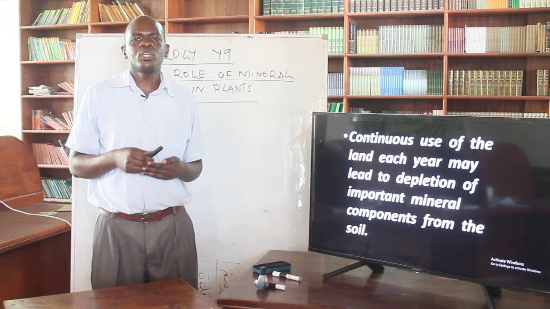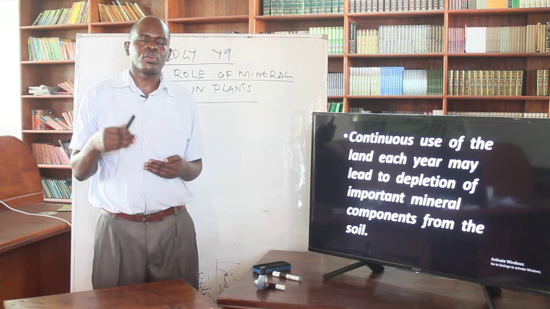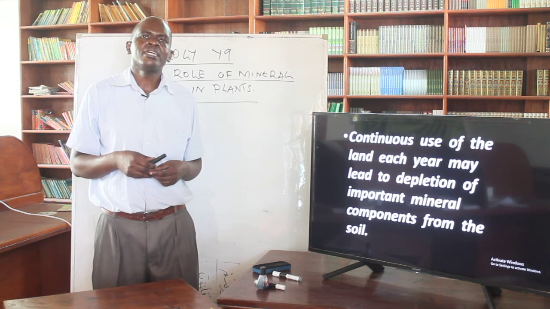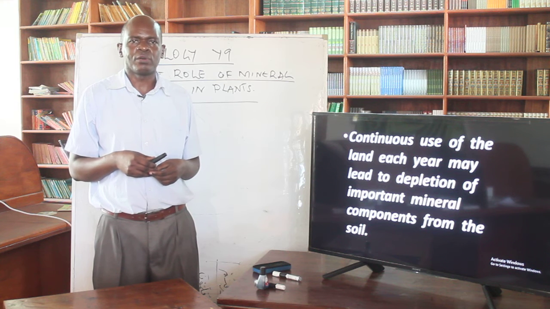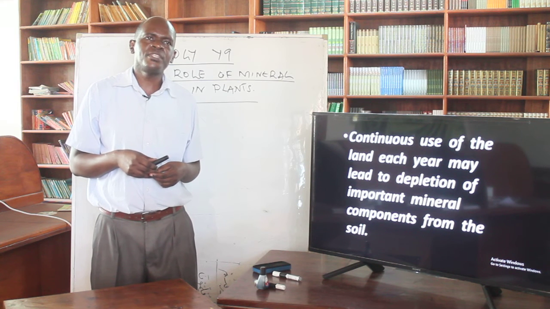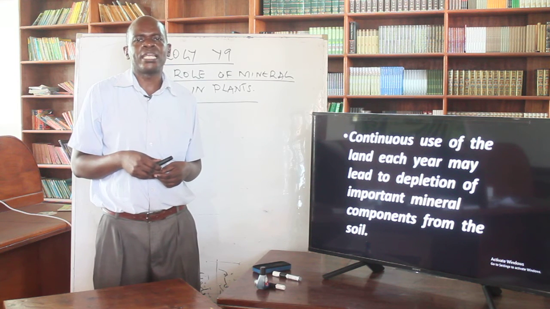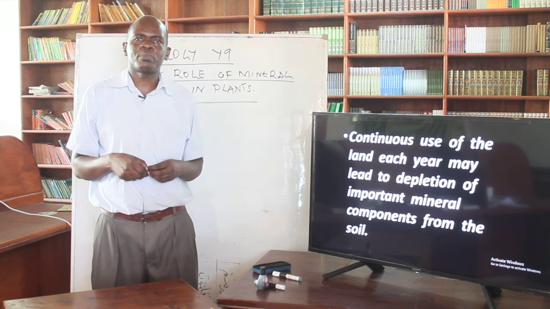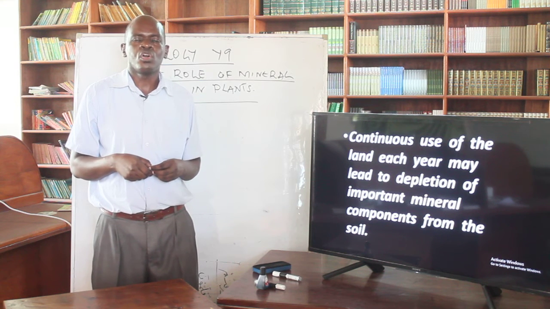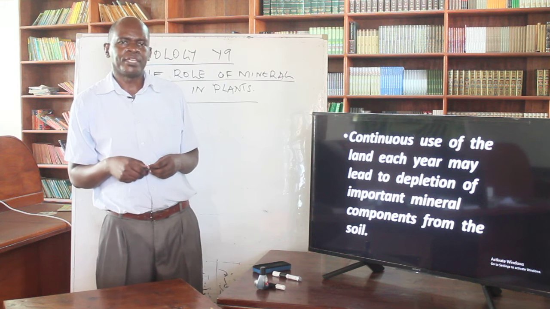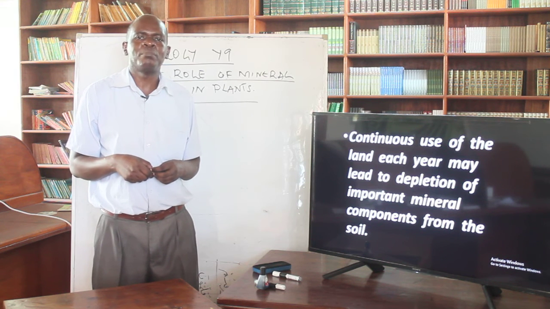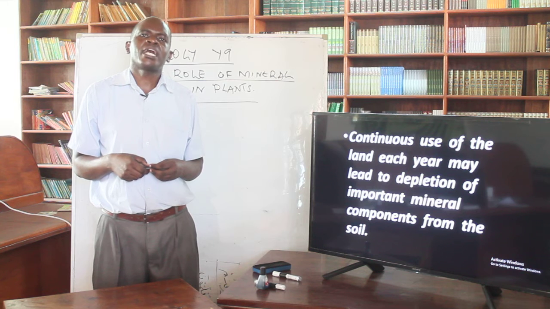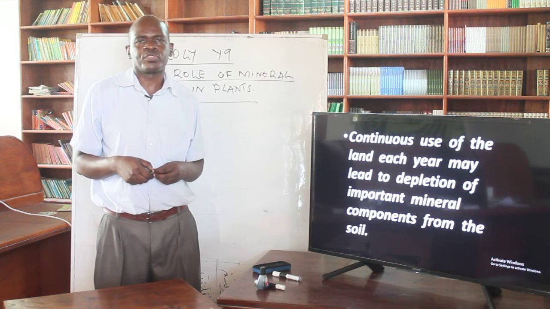Why? It is because these plants grown on the same piece of land will keep on utilizing the mineral components from the soil. And if this is removed, then automatically the depletion of these particular minerals will also occur. Now, what will happen if the mineral components are depleted? When these are depleted from the soil, we shall have improper growth.